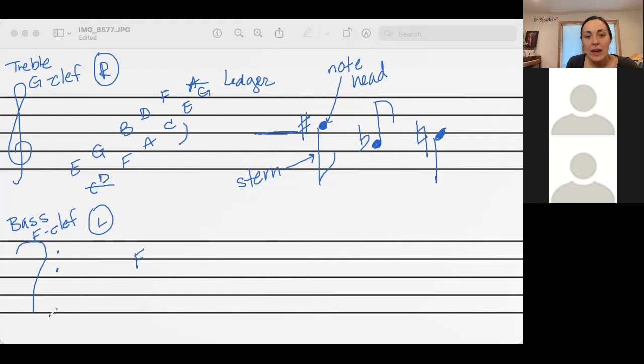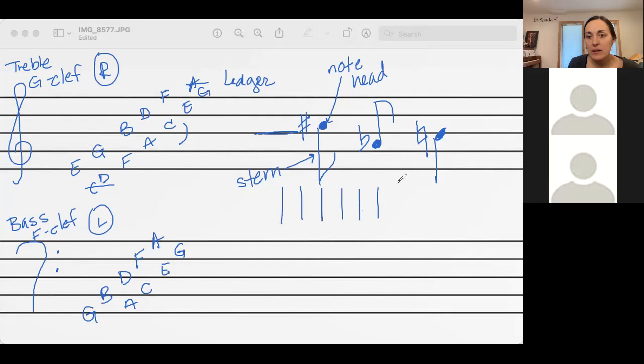Anyway, looking at the lines, we can do lines and spaces together. If we count up from the F, we've got G, and then A on the line above. Coming down, we have the F, E in the space, D on the line, C in the space, B on the line, A in the space, and then G on the line. So we're doing exactly the same thing that we did in treble clef.